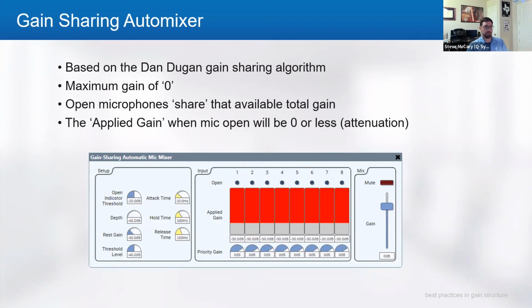So with this one, we've got a set amount of gain across all of the inputs, and the microphones share that available gain. That is why it is called a gain sharing auto mixer.